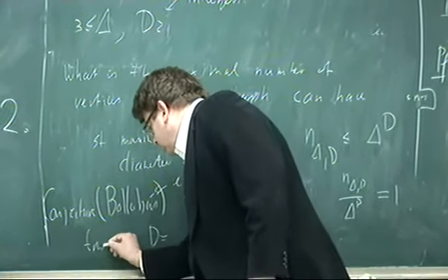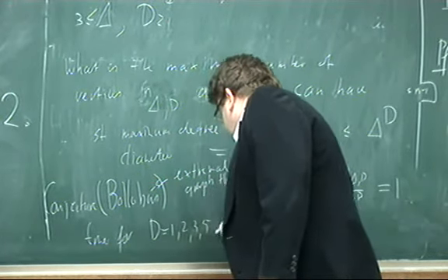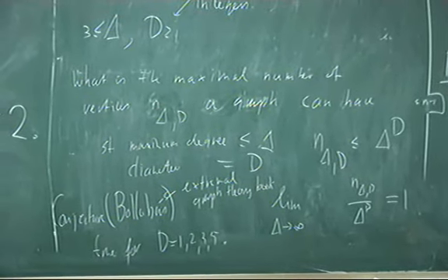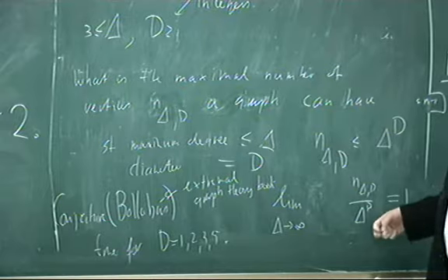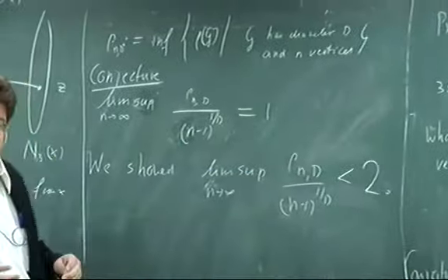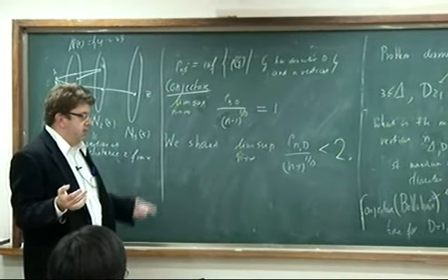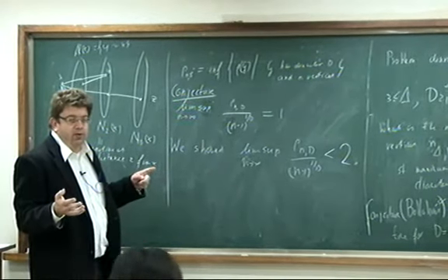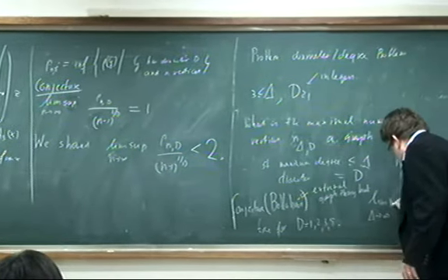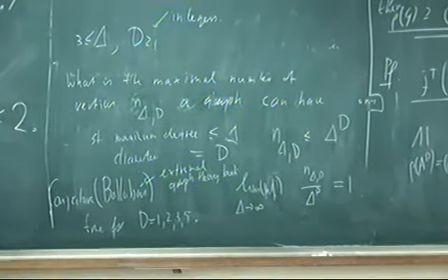True for d equal to 1, 2, 3, and 5. And that's all that is known about this conjecture. But if this conjecture is true, this implies the other conjecture. So the limit is at most 1. Yeah, and now this should be lim inf. You have to say limit here, but if the limit exists then it's also the lim inf.